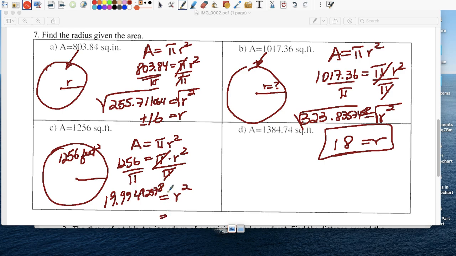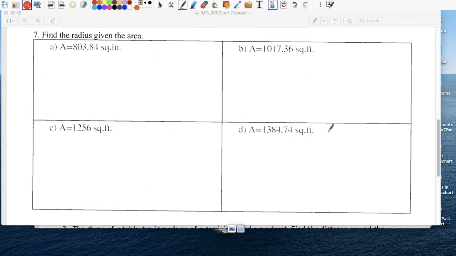19.99492978. Square root, that 2 goes out with this invisible 2, and r equals 20. This question, again, repetitive, I know. I apologize, I should have cut at least 2 of those. A equals pi r squared, 1384.74 equals pi r squared.